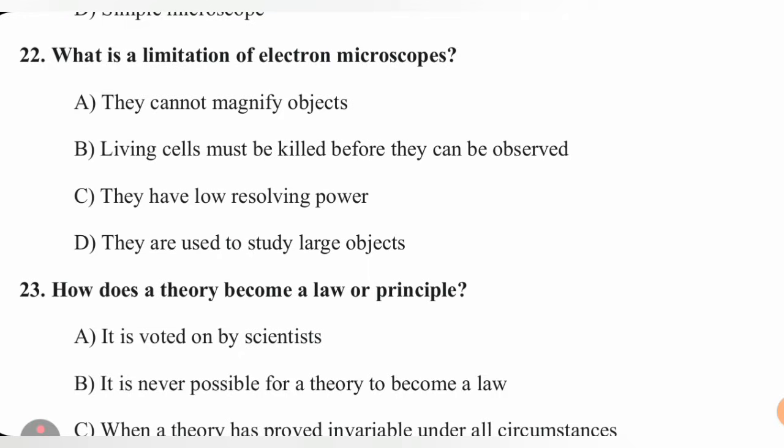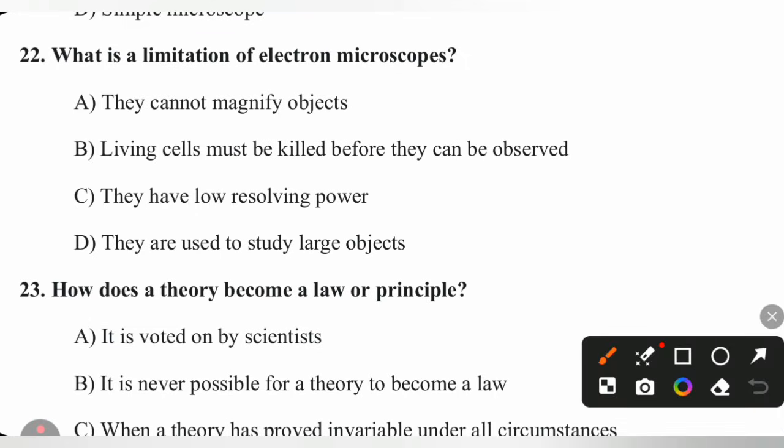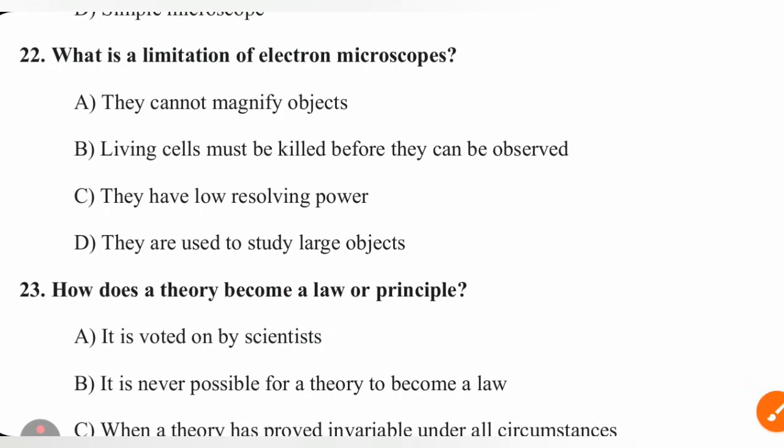Limitation of electron microscope. Living cells must be killed before they can be observed. This is the limitation of electron microscope.